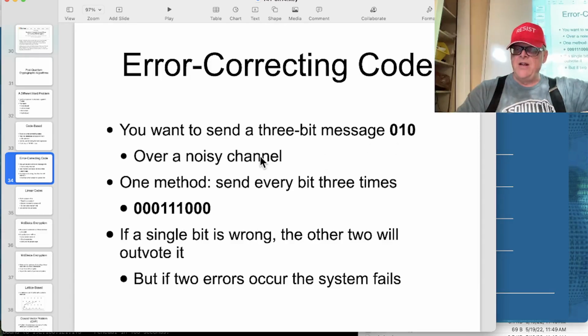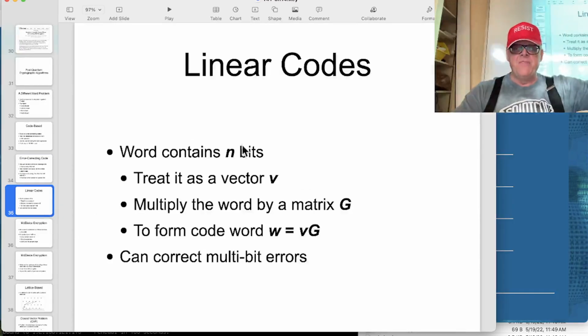All right, so what you do is you want to send a 3-bit message like 010 over a noisy channel. So one thing you could do is send every bit 3 times. And if a single bit was wrong, you'd be able to tell. But if 2 errors occur, then you might still get the wrong answer at the other end. So that's not a great idea. So another way to do it is that's linear codes.